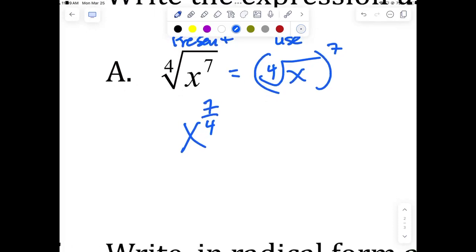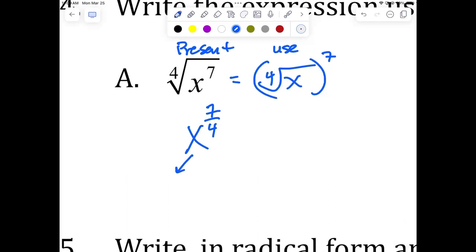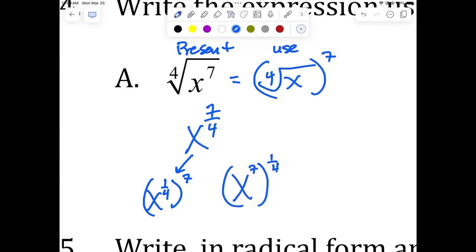Watch this. Let's split this up. Let's say that x to the 7/4 is x to the 1/4 to the 7th power. Or if we do it the other way, it's x to the 7th to the 1/4 power. Would you agree with me? The reason it works, again, is because of the rules of exponents. In both cases, I'm raising a power to a power, aren't I? So in both cases, what am I going to do with those two numbers? Multiply them.